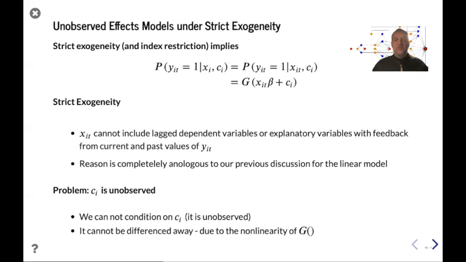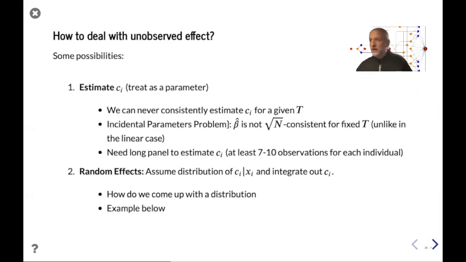That's not the case here. First of all, the within transformation is not feasible because of the non-linearity of G. And second of all, it's not identical. I mean, you can't compare it to something that's not even feasible. So why don't we just try to see if we can stick with the estimation of c_i as a parameter?